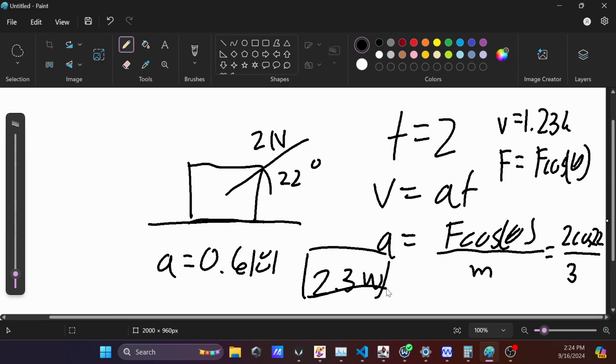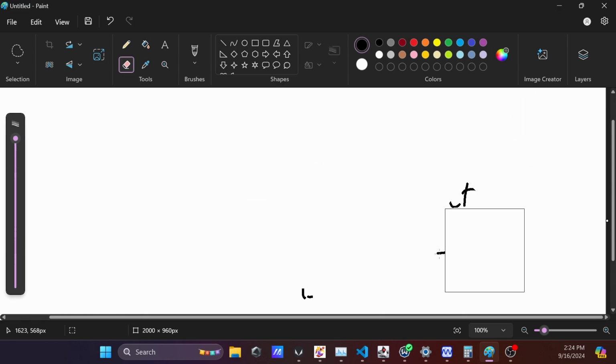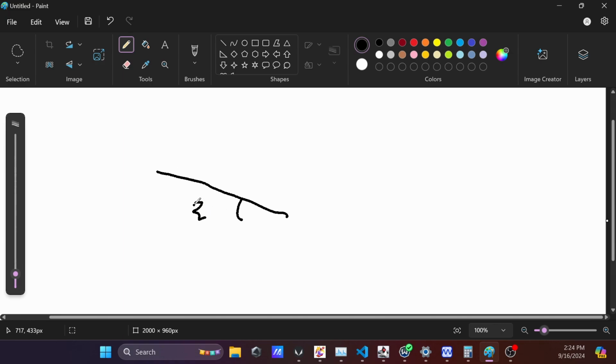Alright, now on to question 24. A 1.6 kilogram block slides down a plane incline at 25 degrees to the horizontal at a constant speed of 2 meters per second. At what rate is the frictional force doing work on the block?